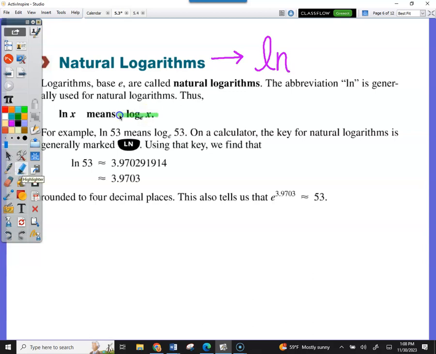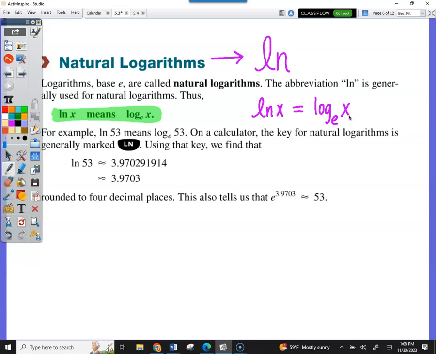You have a highlighter. You may want to highlight this right here. If you don't have a highlighter, then just make a note that ln of x, that's the way you read it, is the same thing as log base e of x. So if I ever give you a log base e expression, you could take log base e off and just write ln, or vice versa.